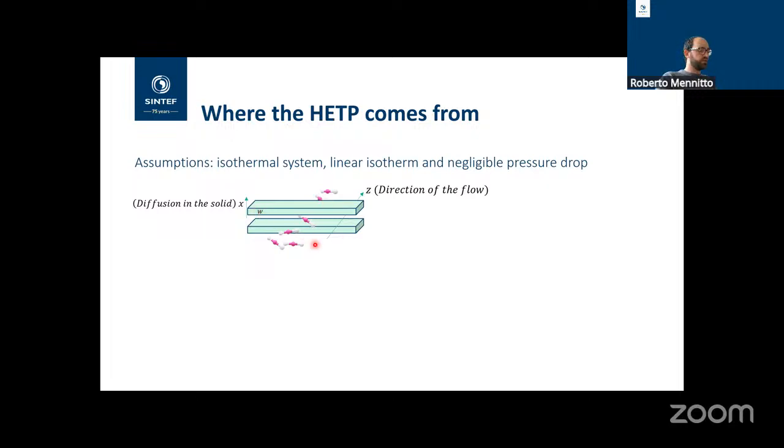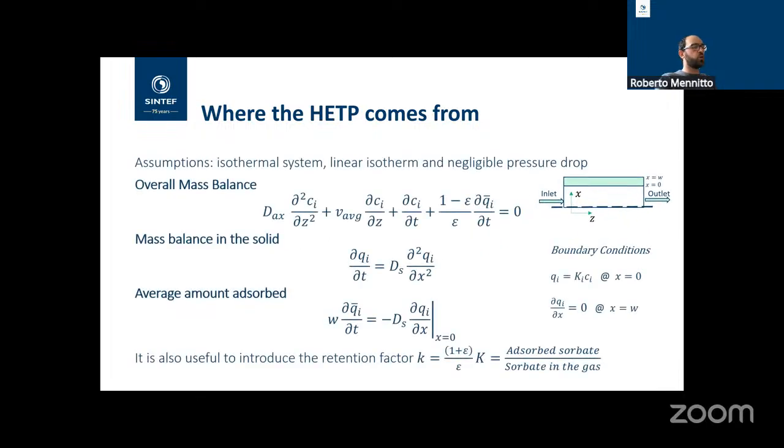They take the 3D space and they simplify it to a 1D plus 1D domain, where the first dimension is the Z dimension, so the gas flow within the free space of the channel, and the second dimension is the dimension of diffusion within the solid. And assuming that this system is isothermal, it has a linear isotherm, and the pressure drop is negligible, they basically wrote down mass balances.